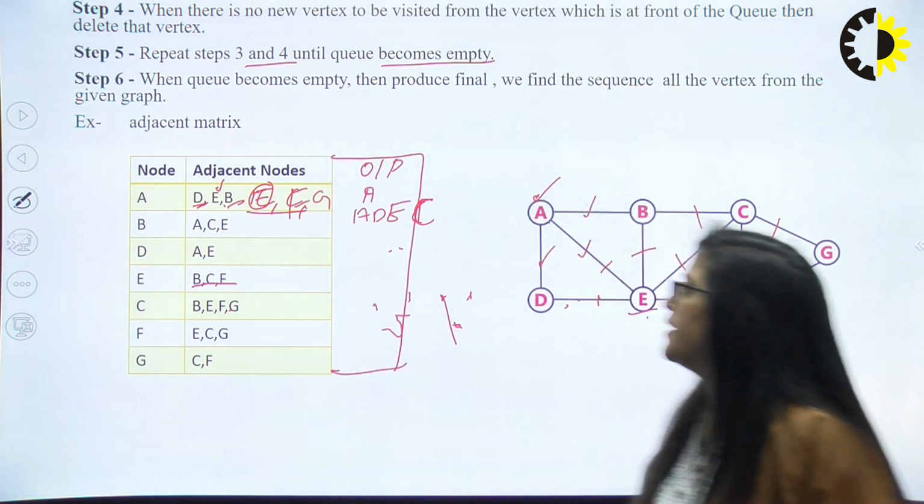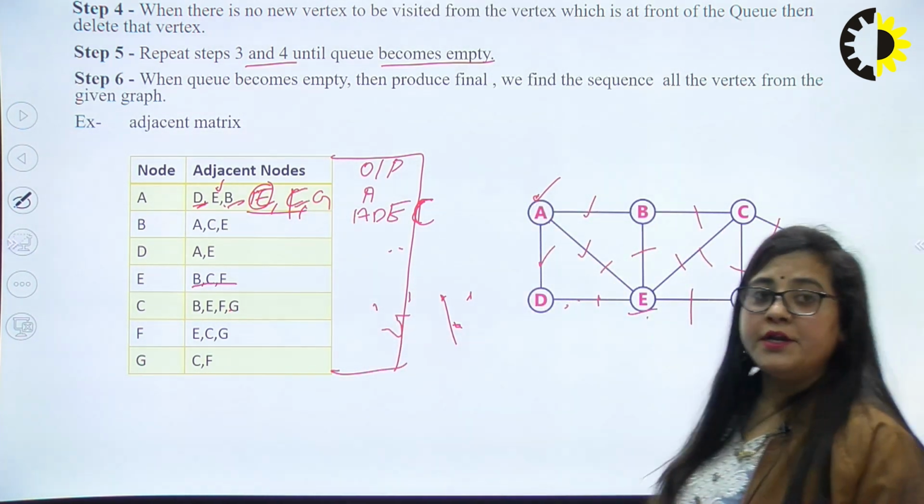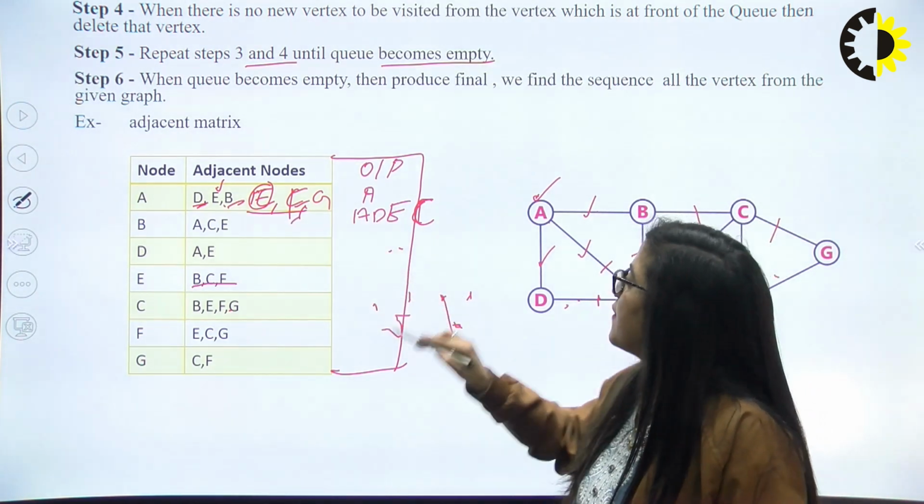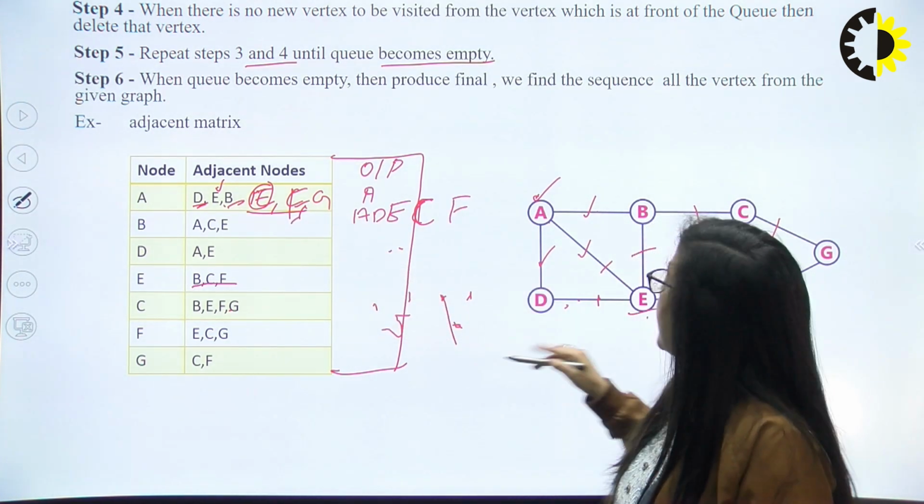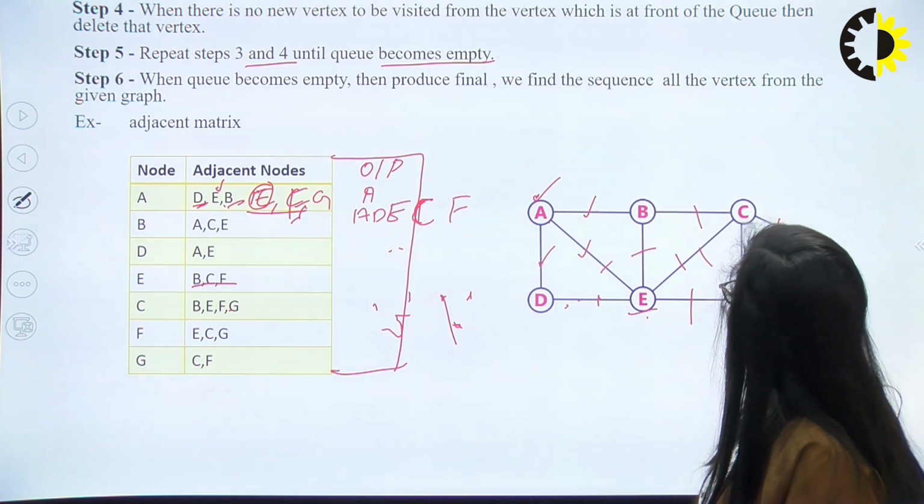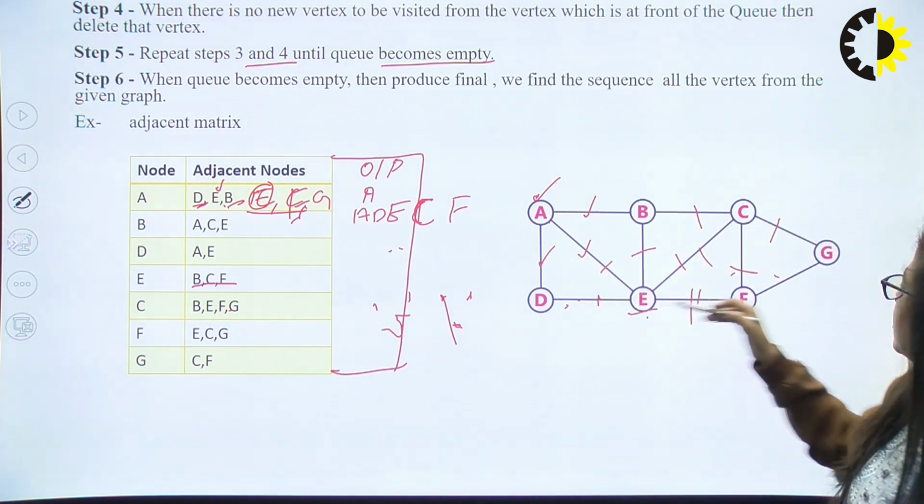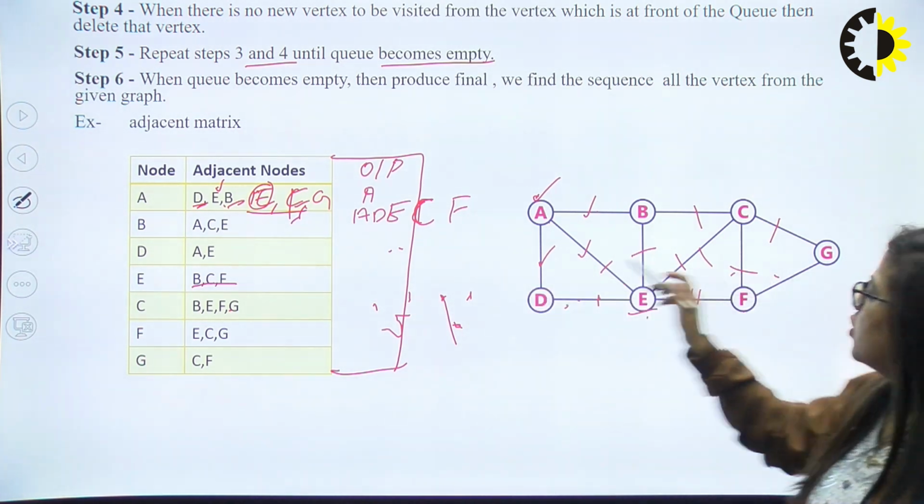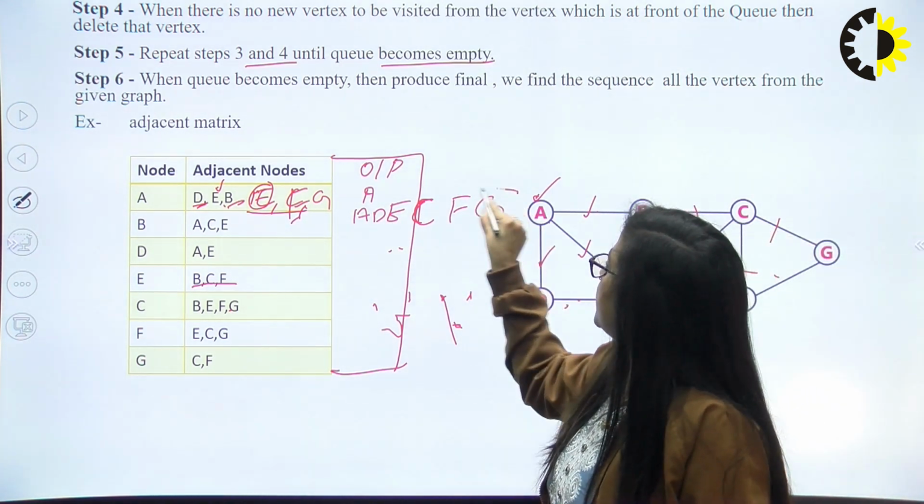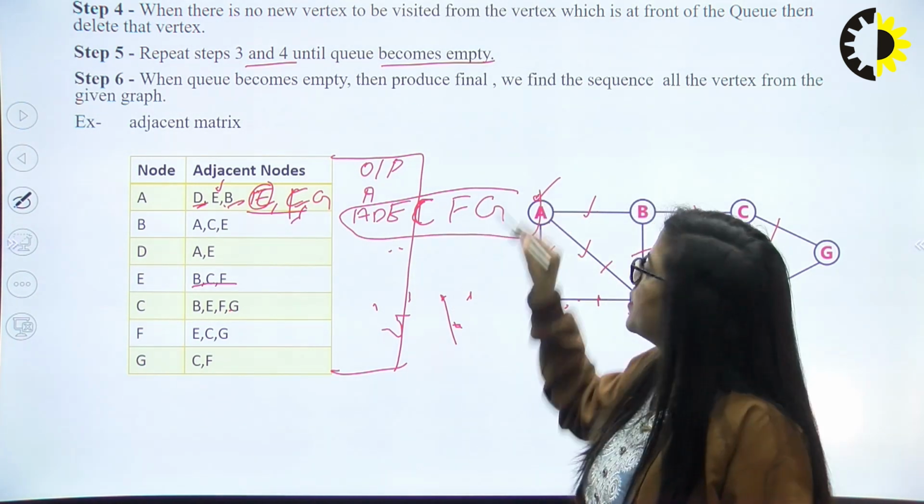F, it is C, and it is G. So C is also printed. Now check the next one, it is F. Check all the remaining F; these nodes are already printed, or F is in the queue. So now the turn is G. So this is the final output of BFS.